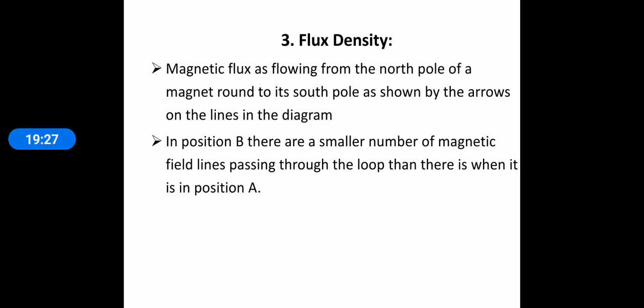Then flux density. It is also called magnetic flux density. It is denoted by capital B, and the unit of magnetic flux density is Tesla, and Tesla is denoted by capital T.